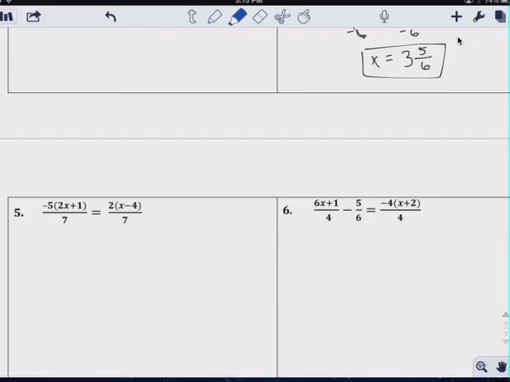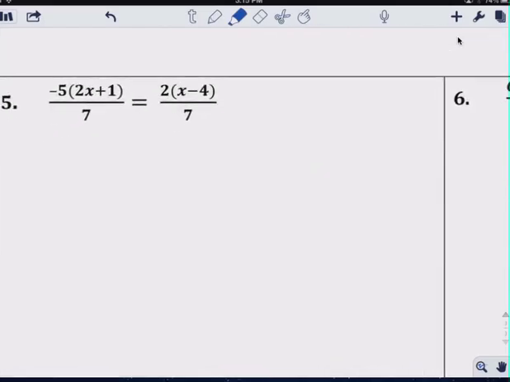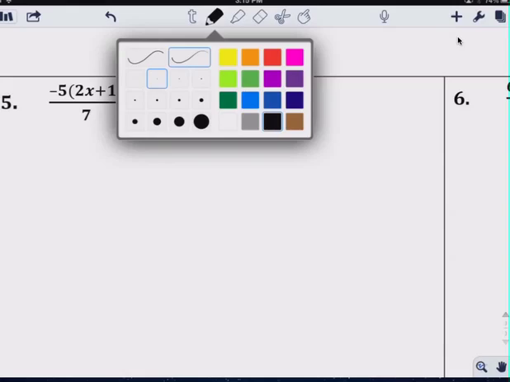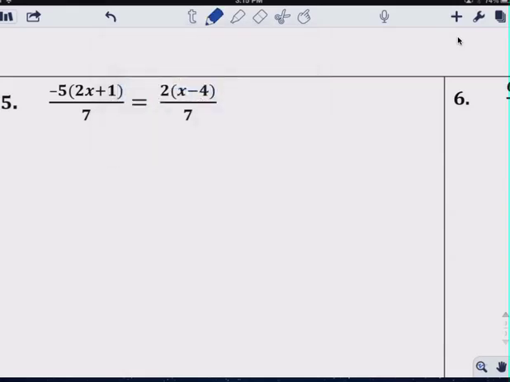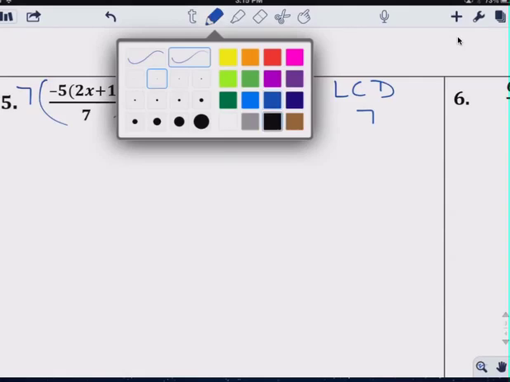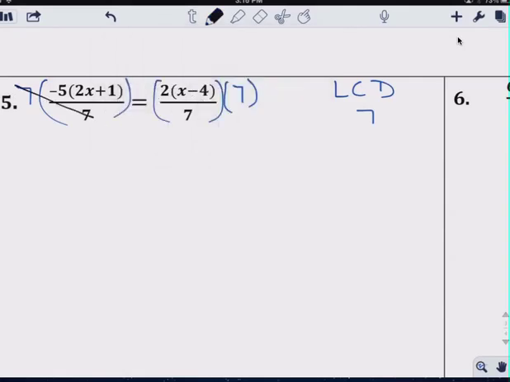Okay, the back side. Least common denominator? 7. Least common denominator is 7. So we need to multiply all of them by 7, right? By 7, and this one by 7. Okay? This is easy because it cancels out and leaves a 1. And 1 doesn't change anything, does it? That leaves a 1. 1 doesn't change this 2 either.